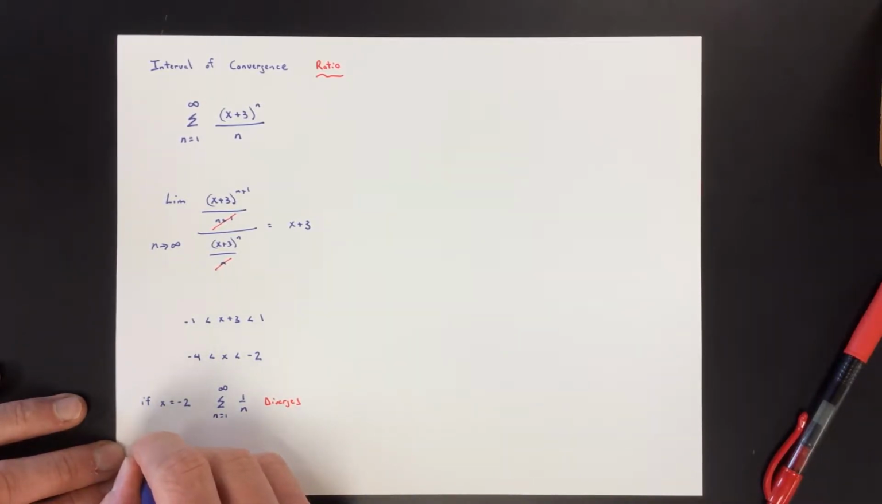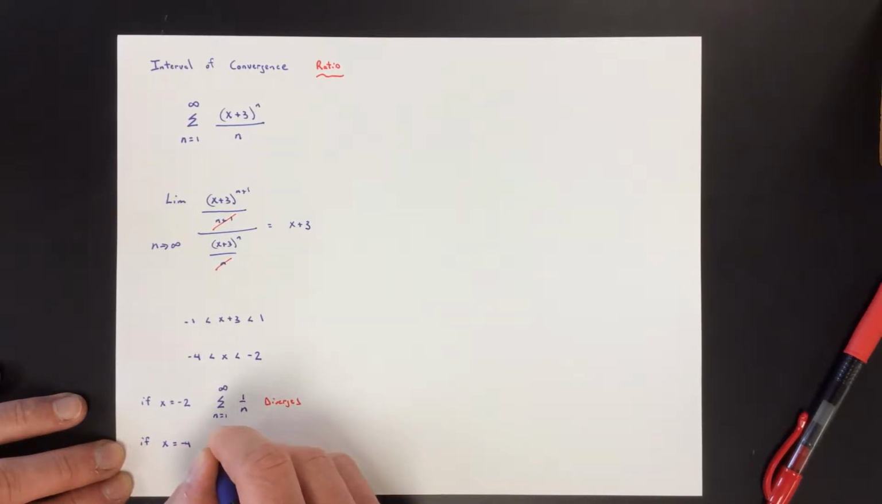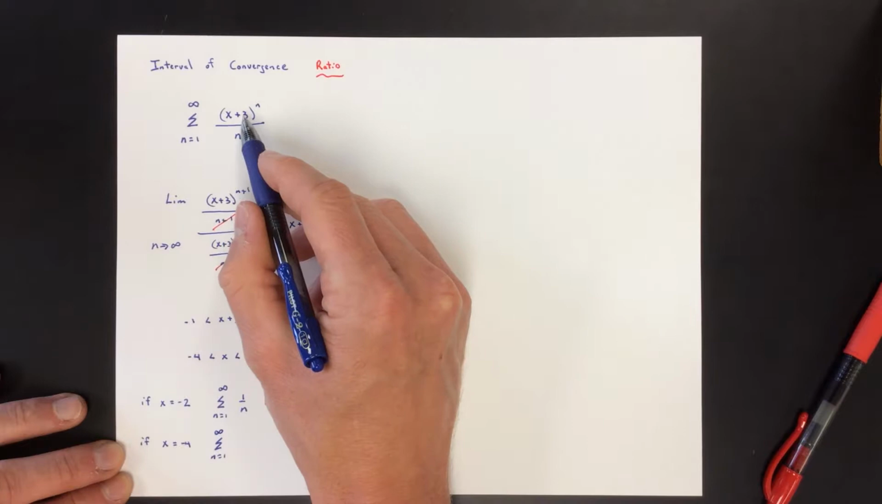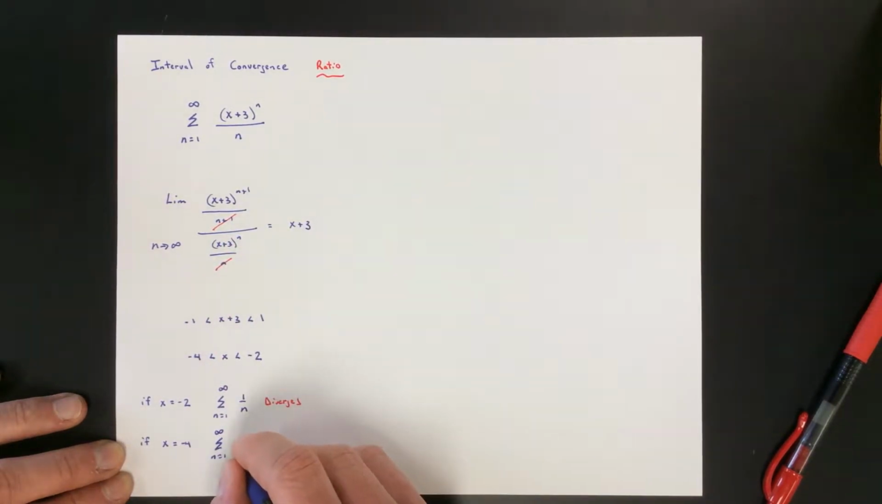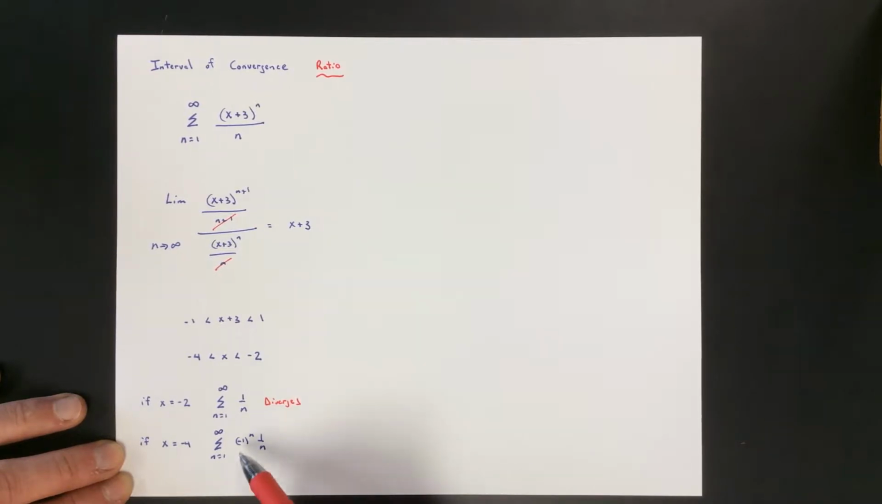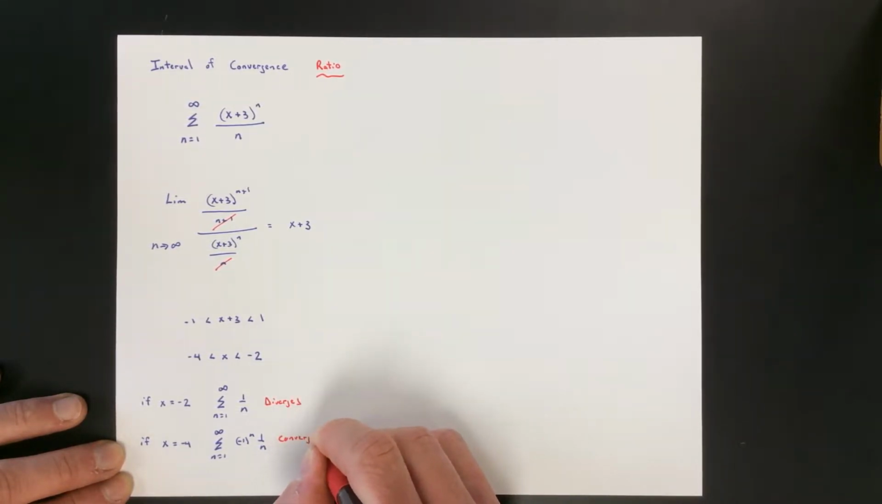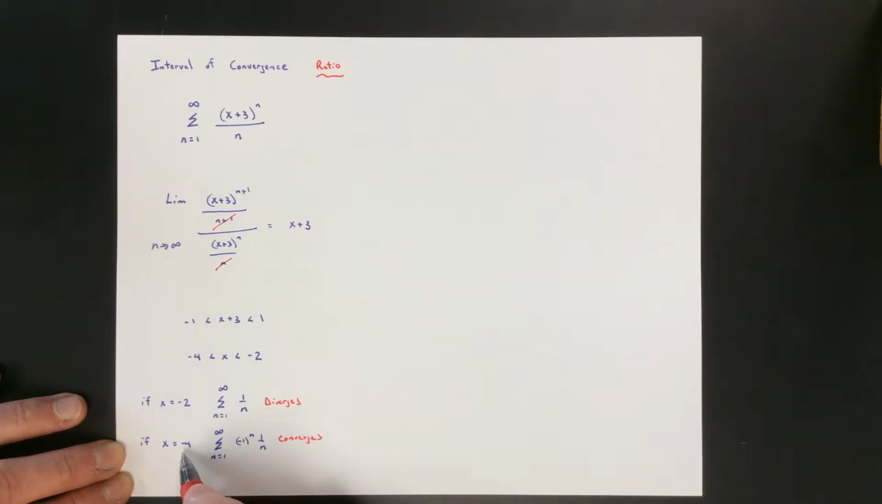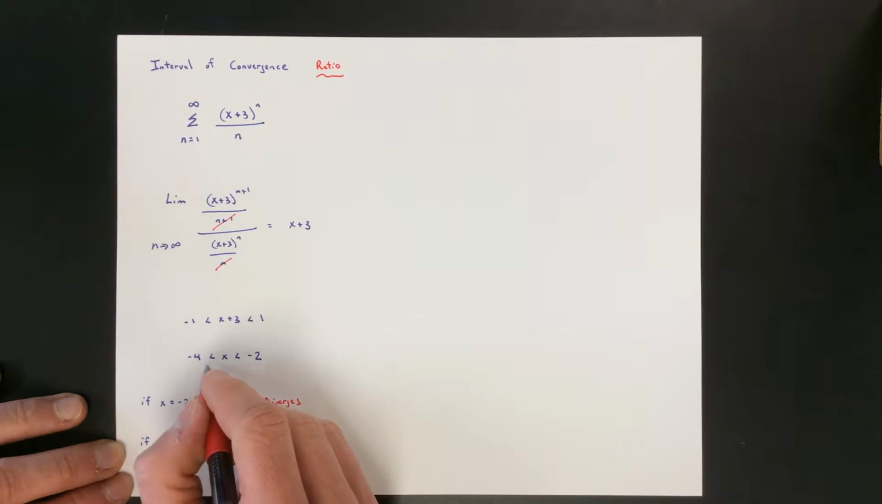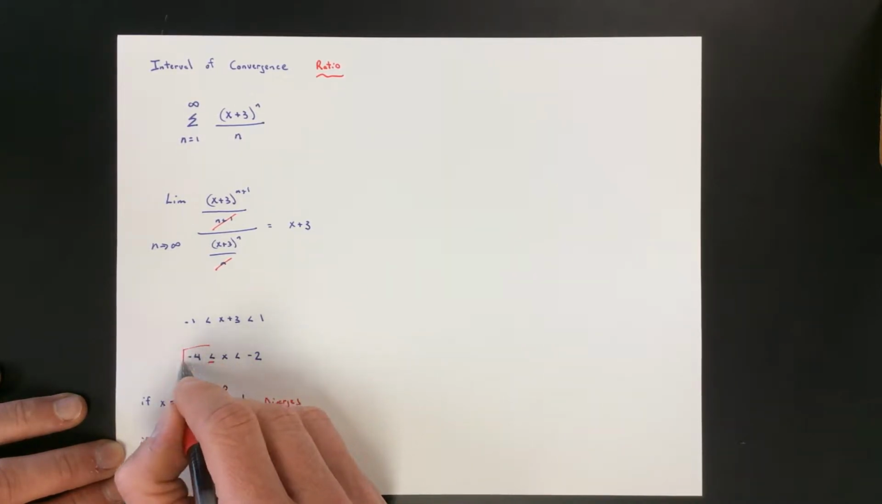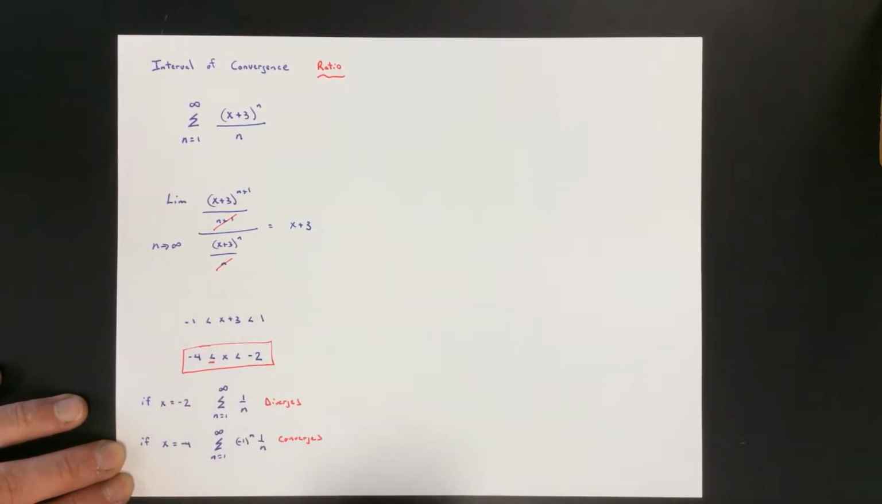Well, what happens if x is equal to negative 4? Well, that produces the same series, except negative 4 plus 3 is negative 1, so it's negative 1 to the n, over n. And that's the alternating series, 1 over n, and that actually converges. And so we want to include negative 4 as part of the interval of convergence, and so we make that adjustment, and now we can circle that as our answer.